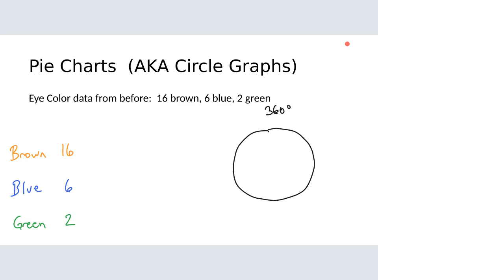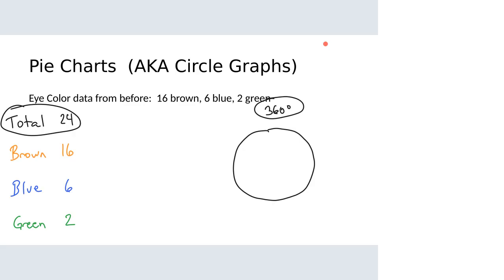A number that's going to be really important for us: we know the total number of degrees around a circle, so we're going to want to know the total number of data points that we have, the total number of students. Let's see, 16 plus 6 plus 2 would be 24. So there's a total of 24 students, and there's a total of 360 degrees. With that in mind, the way we're going to figure out how many degrees to give to brown is we're going to use a proportion. We want to divide these proportionally.